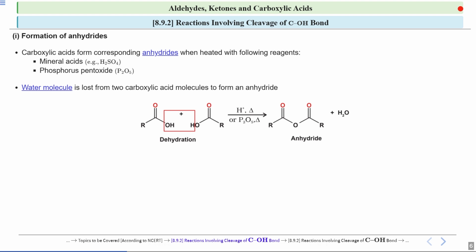If you see over here, you have two molecules of carboxylic acid. This is one molecule and this is another molecule. So a dehydration process is happening. That means water is being removed. One hydroxyl group from this acid and one hydrogen from this acid is removed. So H2O is removed. In the presence of mineral acids or phosphorus pentoxide, in the presence of heat, you will form an anhydride and water is released. So by dehydration of carboxylic acid, you get anhydrides.